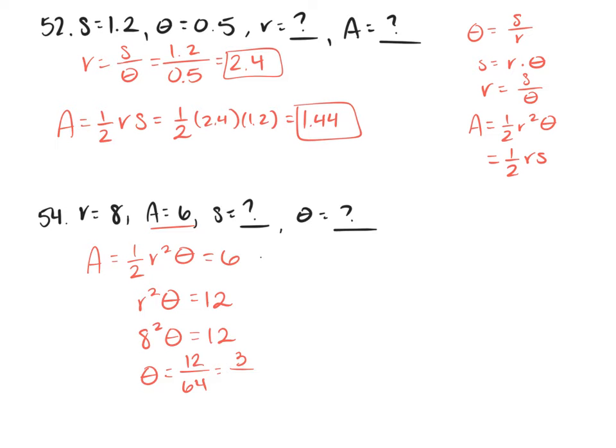which is 3 over 16, or about 0.1875. And then to find s, that's equal to radius times theta. So s is equal to 8 times 0.1875, which is 1.5.